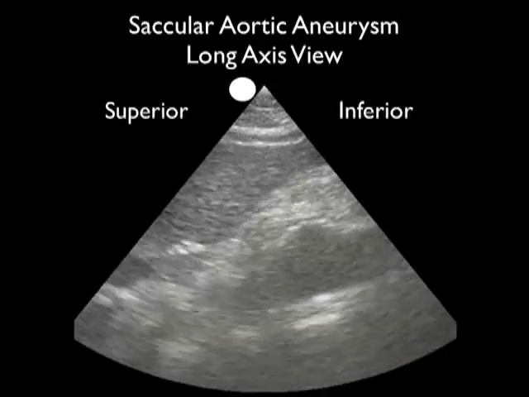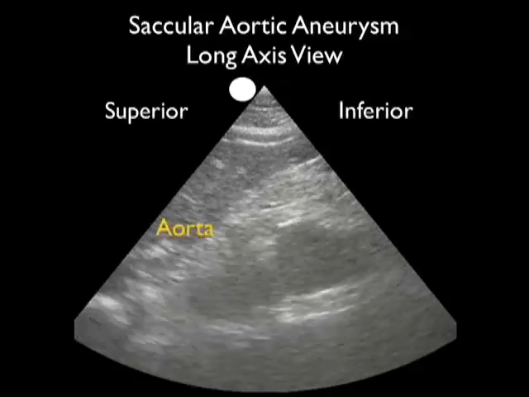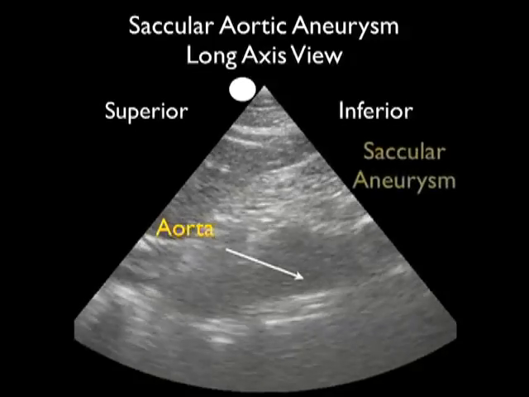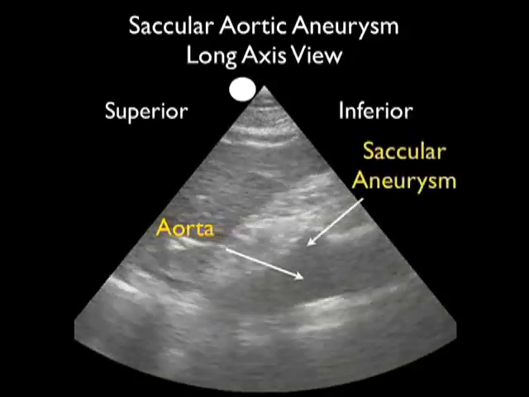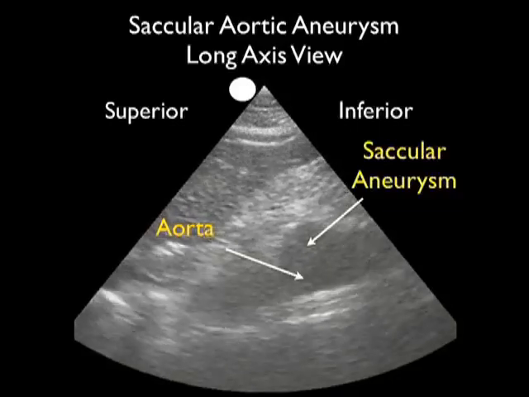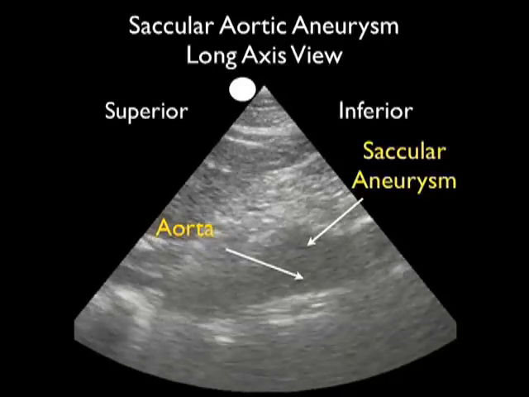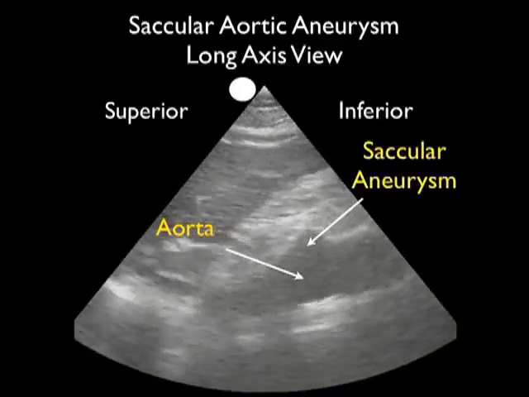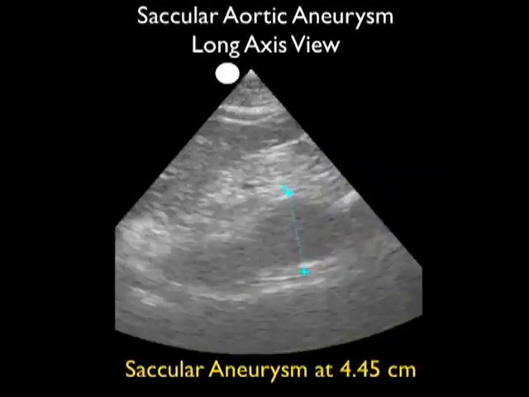This is a rare video clip showing a saccular abdominal aortic aneurysm in a patient who presented to the ED with epigastric abdominal pain. We have the probe positioned in a long axis configuration, superior to the left. And we see the aorta running from left to right, and we see an outpouching of the aorta coming anteriorly there. That's a saccular aneurysm, and as we measure it, we come up with a measurement of 4.45 centimeters. As the patient was symptomatic with epigastric abdominal pain over this aneurysm, she went directly to the operating room for operative repair.